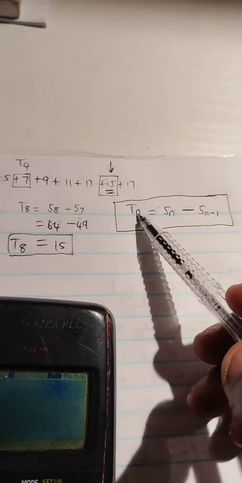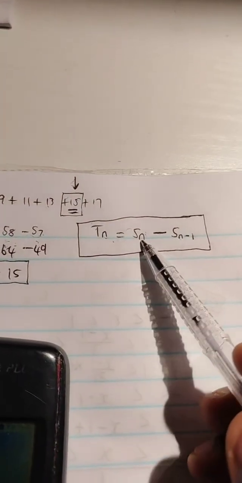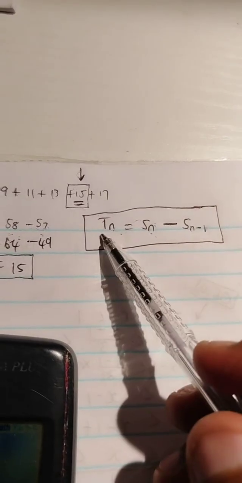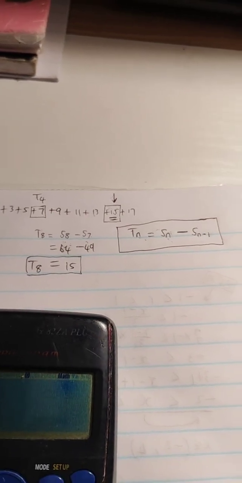If I want term 12 in this particular sum formula, then I'm going to substitute 12 here, and I'm going to say 12 minus 1, which is going to be S11. So S12 minus S11, because I want term 12. So in other words, I am saying to you, we can find any term in the series using this general formula.